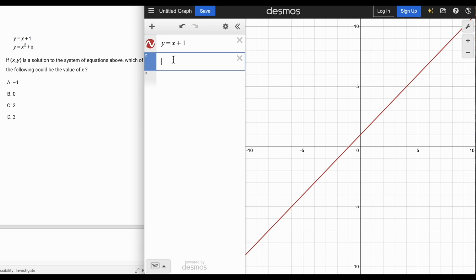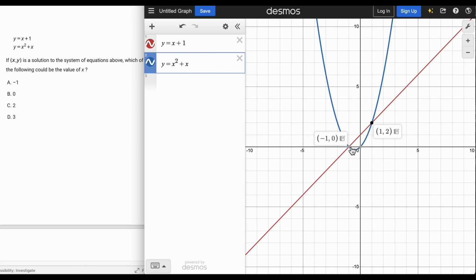I'm going to put the second equation in the second spot. And then you do have to have a conceptual understanding of when you have a system of equations like this, where are your solutions? Well, your solutions are going to be the points of intersection. So I'm going to take a look at that. There are two possible points of intersection here, so two solutions, but they just want to know which of the following could be the value of x. Well, you're going to look at your x coordinates, -1 and 1. So in this case, answer is A.